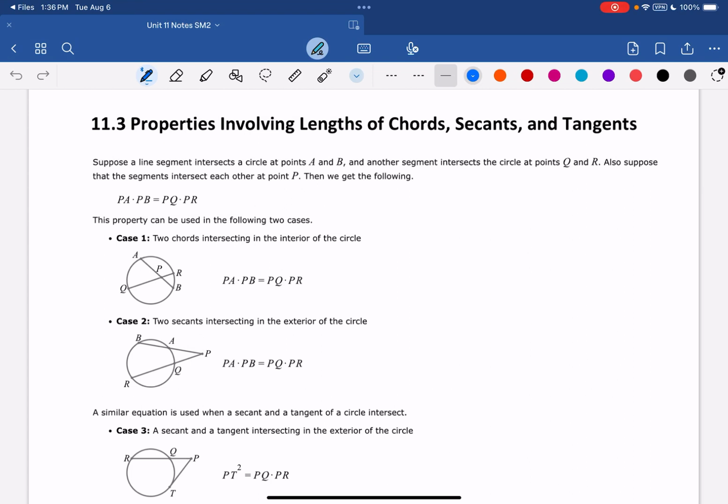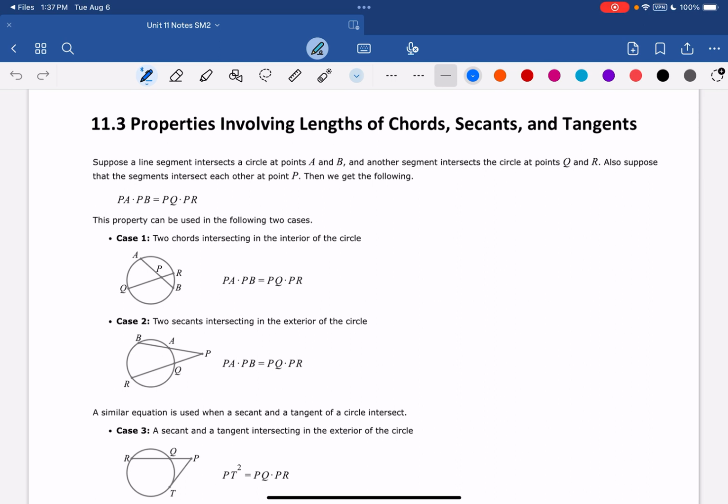All right, today we're going to be talking about lengths that involve chords, secants, and tangents in circles. So it says, suppose a line segment intersects a circle at points A and B, and another intersects the circle at points R and Q. And suppose that the segments intersect each other at point P. We get the following. This property can be used in the following two cases.